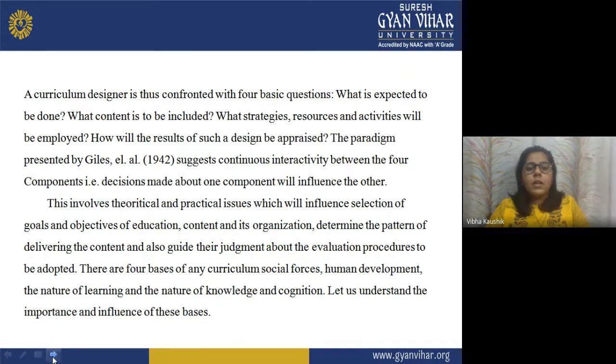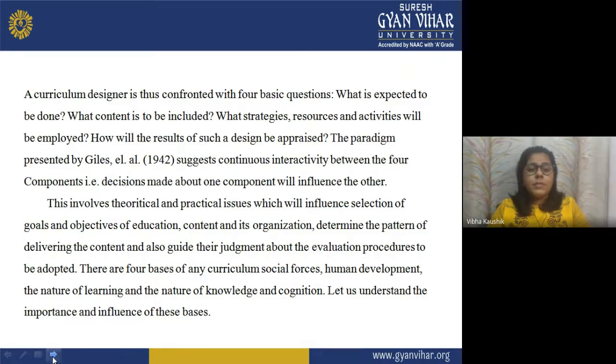A curriculum designer is thus confronted with four basic questions. When a curriculum maker is making a curriculum, he is confronted with these four basic questions. What is expected to be done? What content is to be included? What subject matter to be included? What strategies, resources, and activities will be employed? Meaning, what are the different strategies, techniques, resources, and activities that will be employed by the teacher during the teaching-learning process. How will the results of such design be appraised?